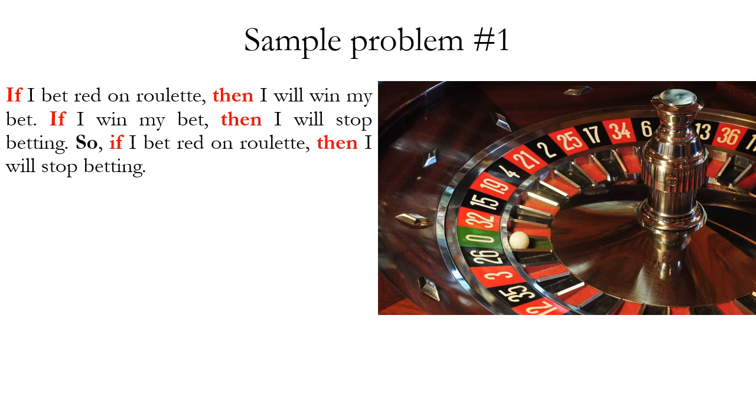We can see that we have three instances of if. If is often paired with then. Remember that when you see if and then together, they're going to be translated using one operator if you're using the symbols, the horseshoe for the conditional.